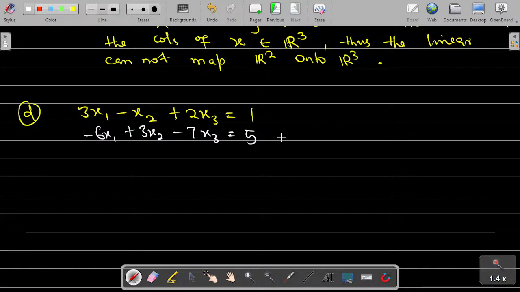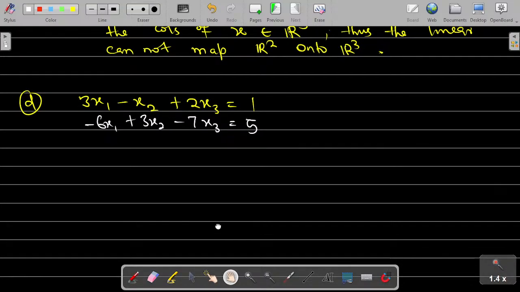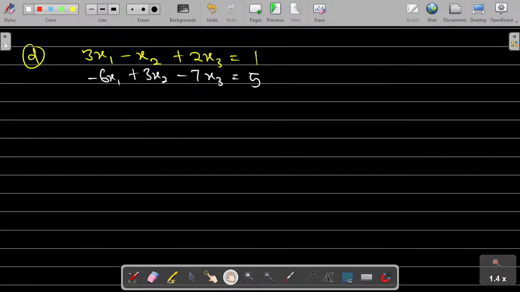I'm trying to check if the question has any link with the previous things we have been doing. Okay, so it doesn't. To check if this has a solution, remember, all you need to do is get out the associated matrix. It can be the augmented one, or even the normal one.